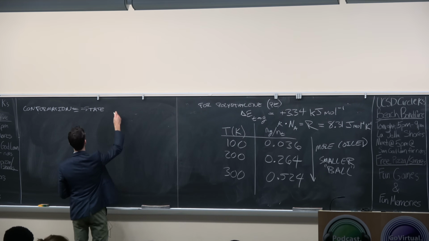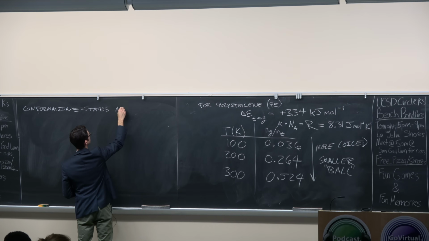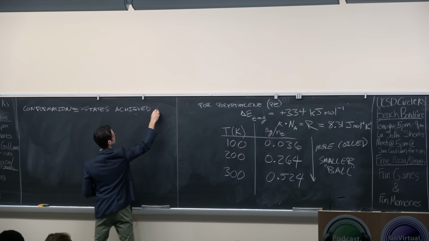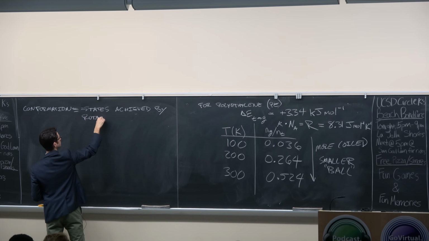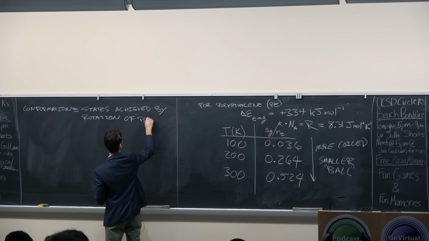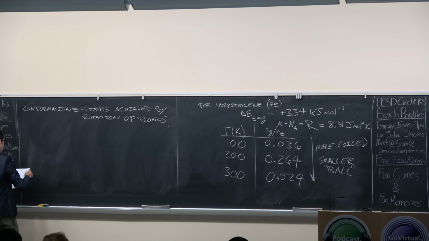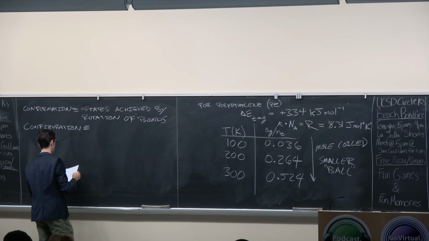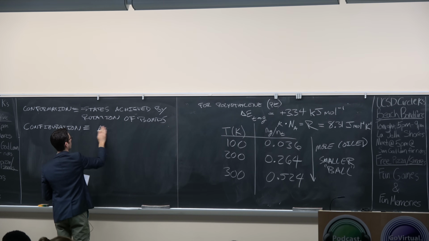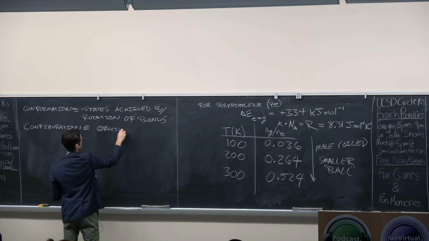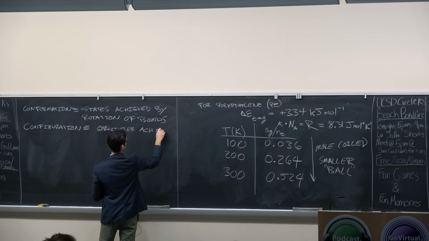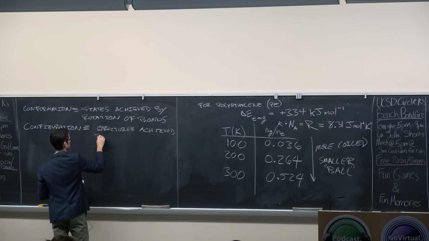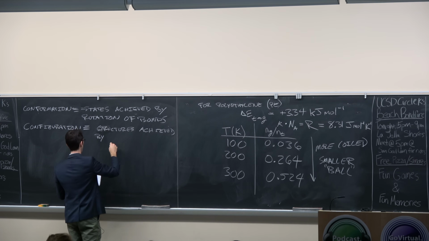Okay, conformations are states achieved by rotation of bonds, and configurations are structures achieved by breaking and reformation of bonds.